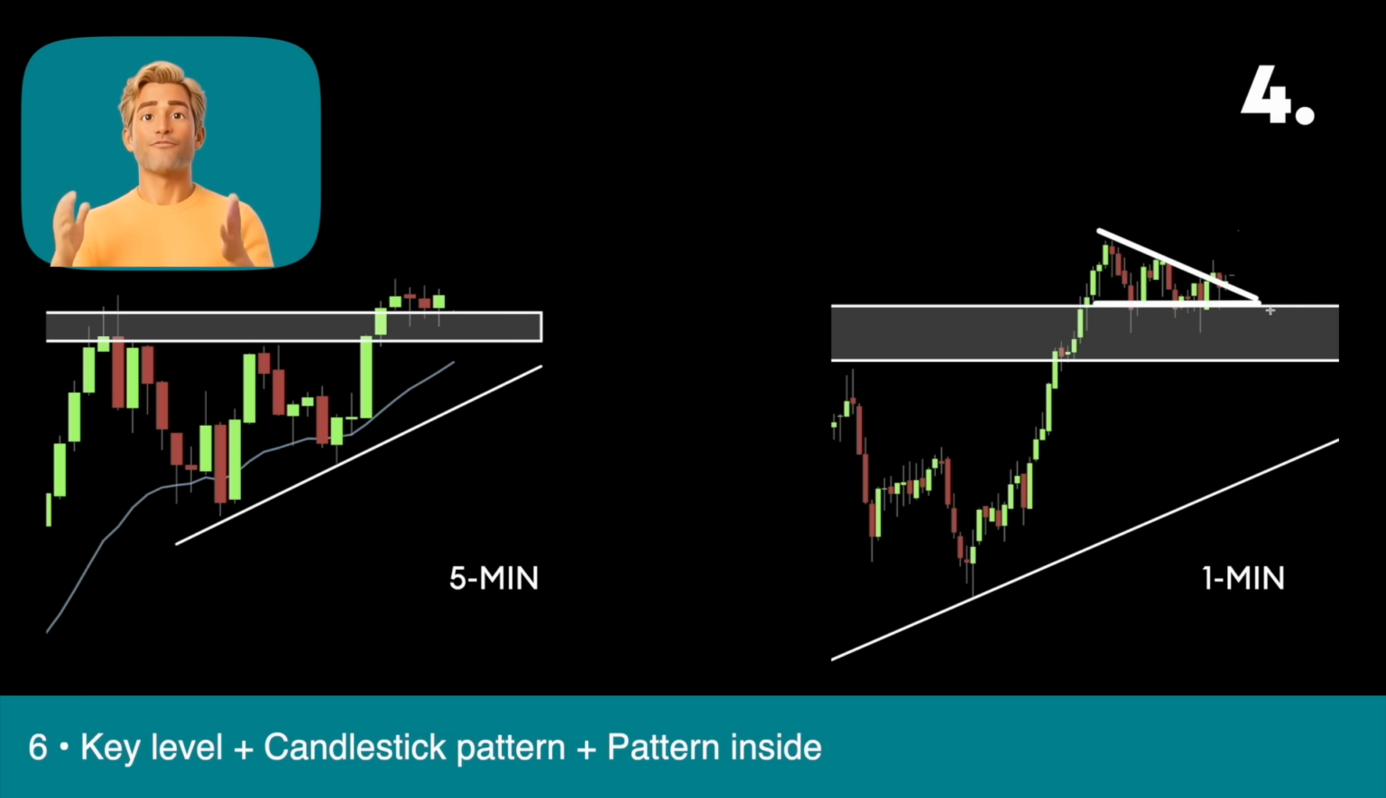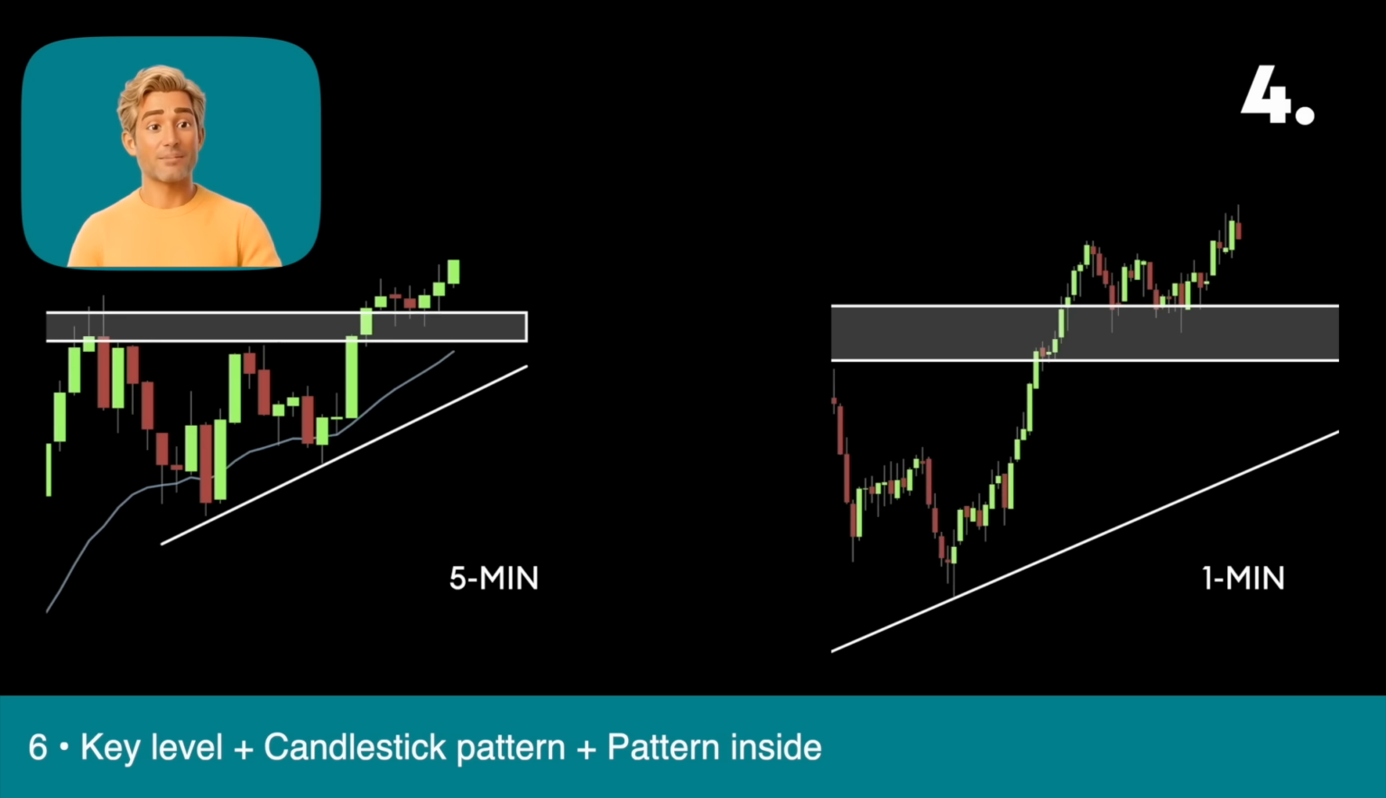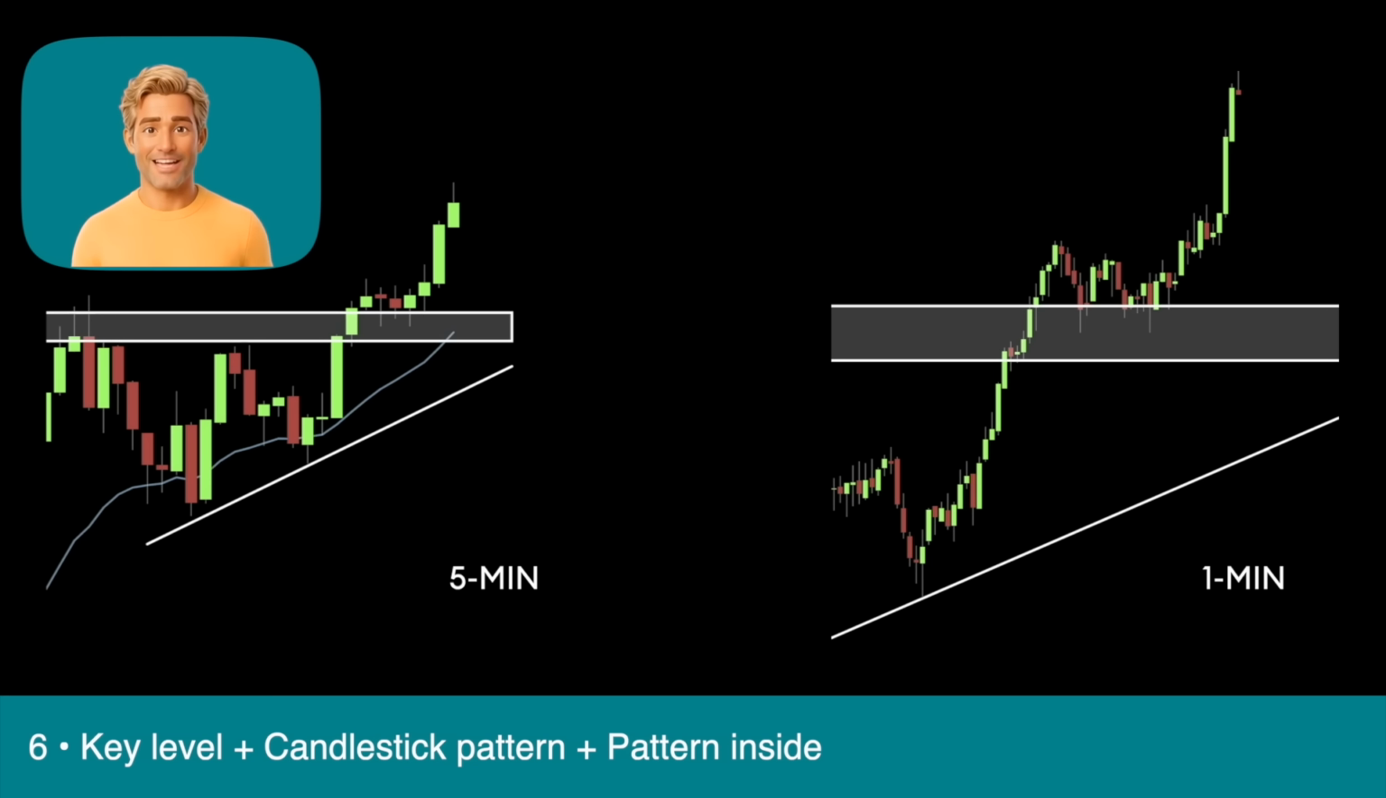Step 4. Confirm the breakout. Once the price breaks above the inside candlestick pattern formation, this confirms a trend reversal from a downtrend to an uptrend. In this case, a descending triangle that formed at the key level breaks to the upside, signaling a clear shift from bearish to bullish momentum. You would take a long entry when the price makes a higher high, confirming the uptrend.